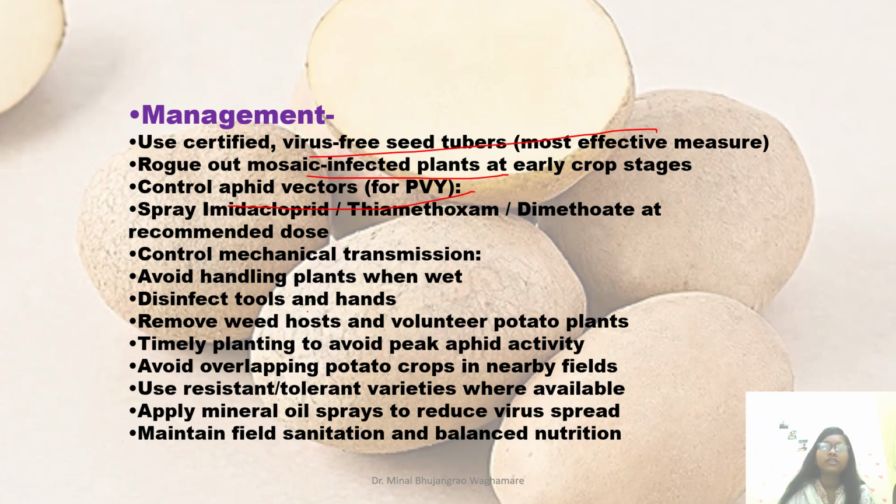Many times the tools carry the sap of the virus, which helps to transfer the virus from one place to another place. So we have to disinfect such tools and remove the infected plant part, and we have to remove the weed hosts and voluntary potato plants. We also have to go for crop rotation to avoid overlapping of the potato crop in nearby fields, because continuous availability of the same host leads to the spread of disease, and the disease cycle will continue to run, so we have to break that cycle. And again we have to apply the mineral oil spray to reduce the virus spread. We have to go for balanced nutrition but avoid excess nitrogen, because excess nitrogen leads to excess vegetative growth and leads to the attraction of the pathogen and some other vectors too.